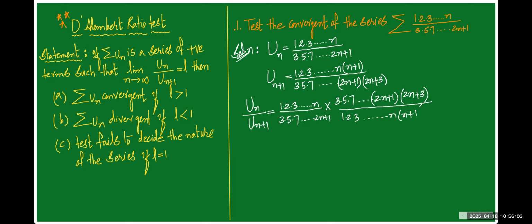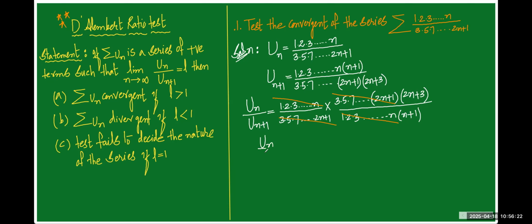So look, some of the terms are cancelled. If you notice here, 1 into 2 into 3 up to n and 1 into 2 into 3 up to n cancel, 3 into 5 into 7 up to 2n plus 1 and 3 into 5 into 7 up to 2n plus 1 will be cancelled. So what's left?